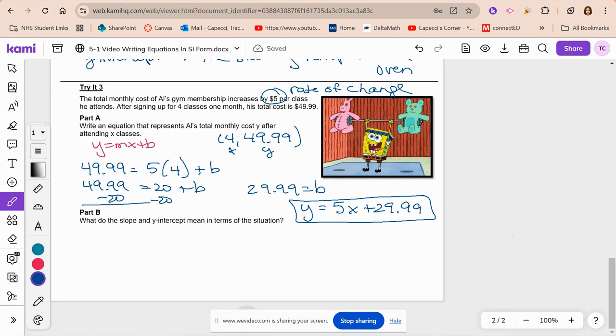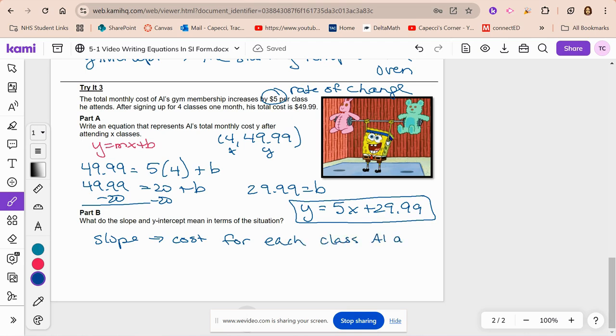Okay, same thing in part B. What do the slope and the y-intercept mean in terms of the situation? So my slope, again, we looked back, it's $5 per class. So that is my cost for each class Al attends.